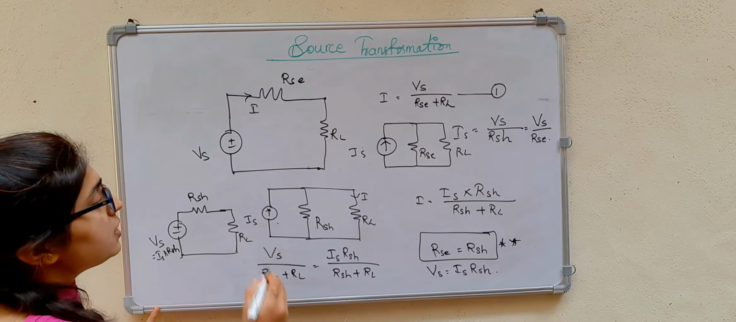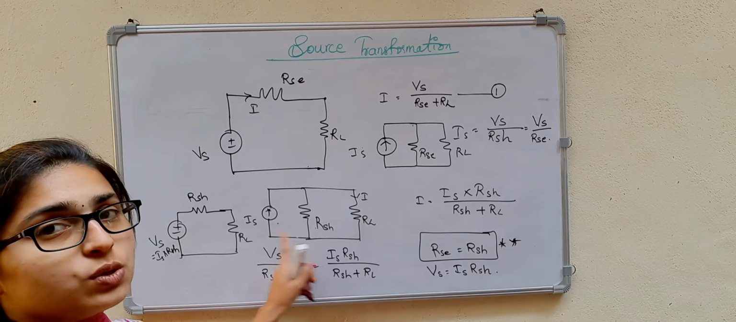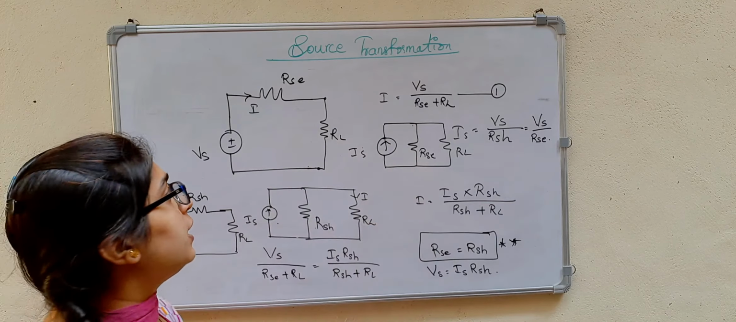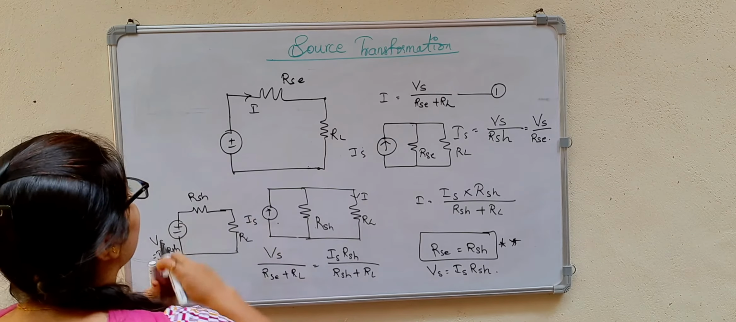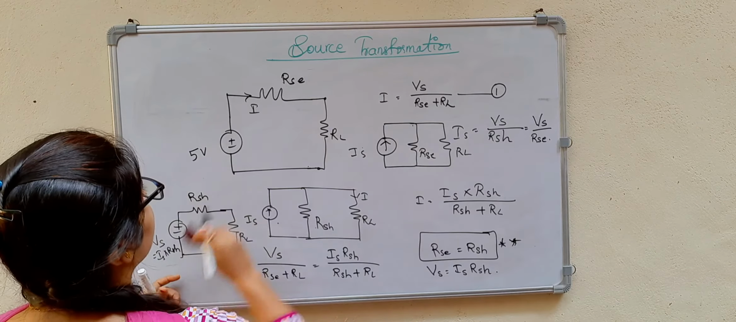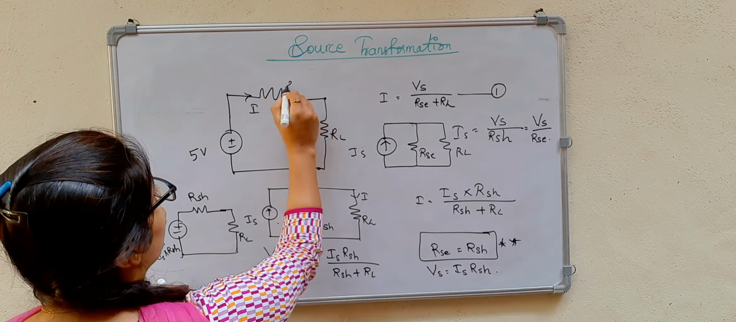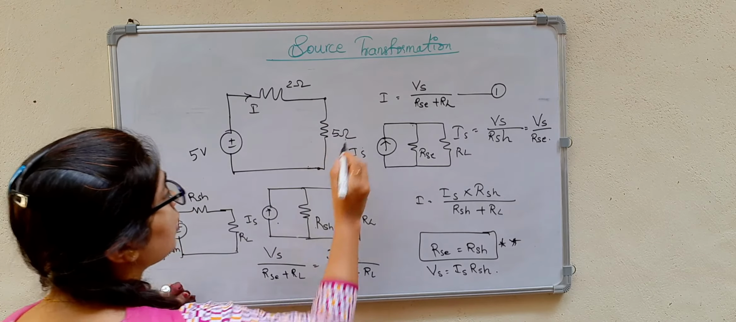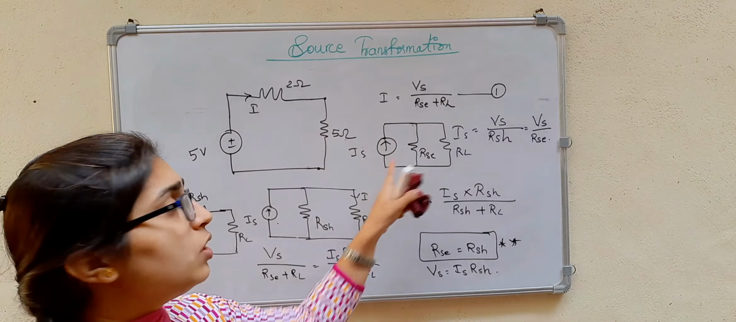So this is how we are going to convert current source to voltage source. This is how we will convert voltage source to current source. For example, if you have a 5 volt source here and this is the resistance 2 ohm and load resistance, let it be 5 ohm, then you have to convert this to your current source.